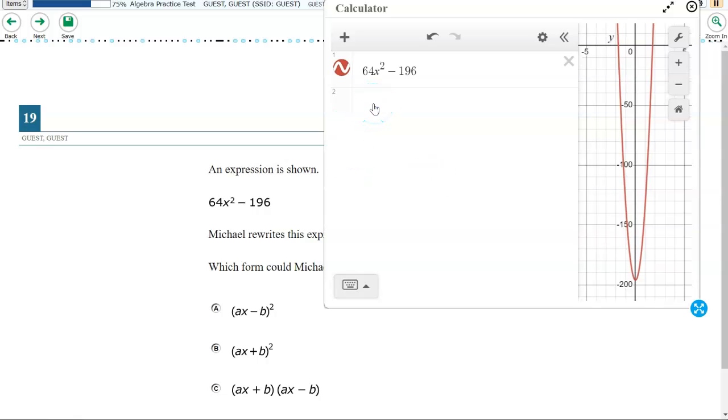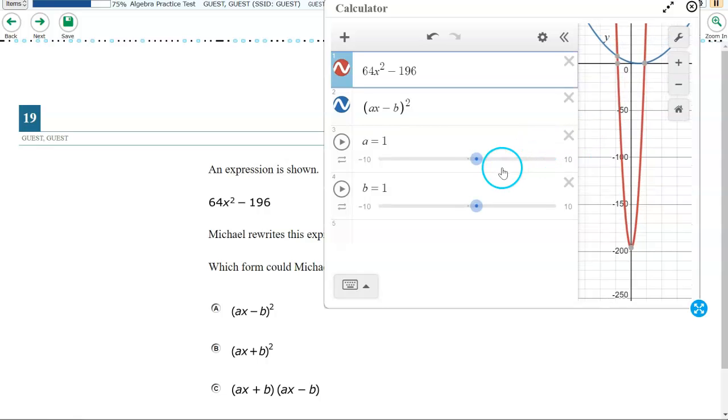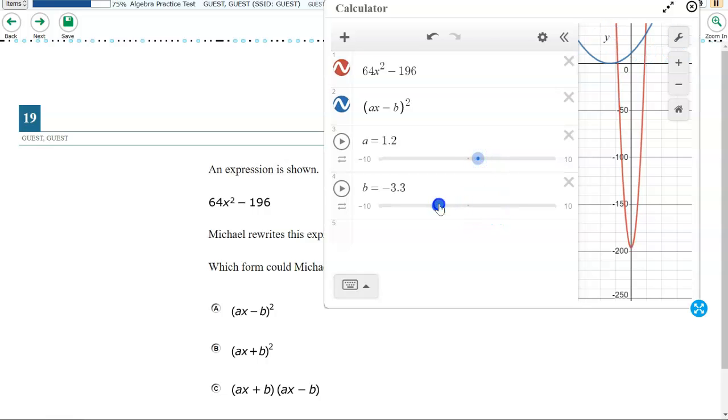So the question is, what form could this be written in? So basically, you're going to type these answers in exactly as they appear. And the beauty of this is it will create sliders for this. And then the kids can play with these sliders and see if they can make it fit. Well, if I do A, it's going to make this steep and flat. And if I do B, it's going to move it left and right. And neither one of those is going to move it down.